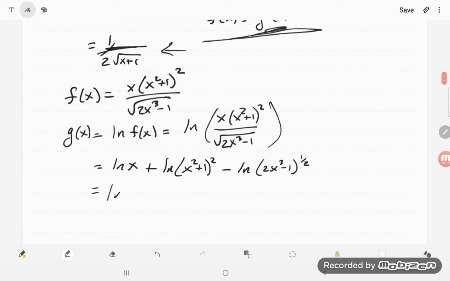So this is the natural log of x plus 2 times the natural log of x squared plus 1. Now we're stuck with the x squared plus 1. There is no way to break up a sum inside a natural logarithm. And then the same thing here, we get minus 1/2 the natural log of 2x cubed minus 1. But then we're done there. We're stuck.